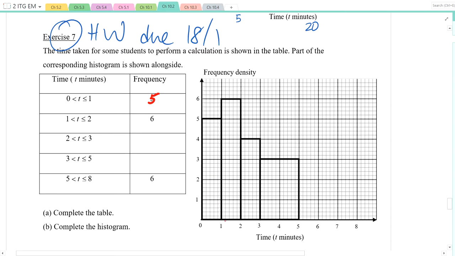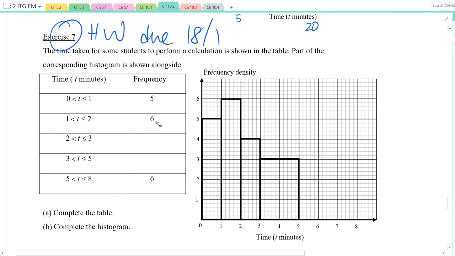What is the frequency density for the range of 1 to 2? Obviously 6. Then what is the class width? 1 again. 6 times 1, the area will be 6. So next one. You think about it this way. Instead of asking you for the frequency, they're asking for the area. Okay? So what is the area from 2 to 3?